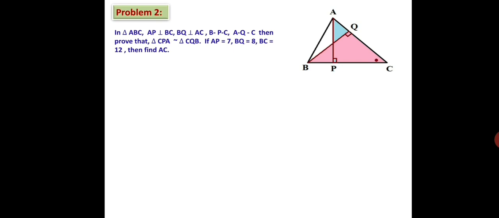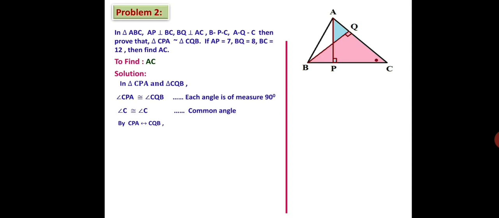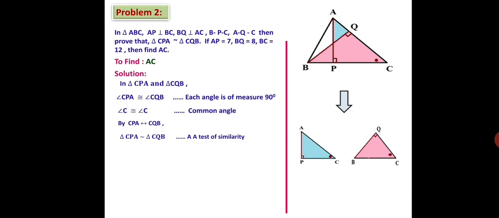See, we will extract those two triangles. Let us see how it could be extracted. In triangle CPA and CQB, angle CPA is congruent with angle CQB. Each angle is of measure 90, that you can get. Angle C is congruent with angle C, that is the common angle. Therefore, CPA corresponds one-to-one with CQB. What you can say? That the extracted triangle APC and the triangle with pink color, these two triangles will be similar by AA test of similarity.